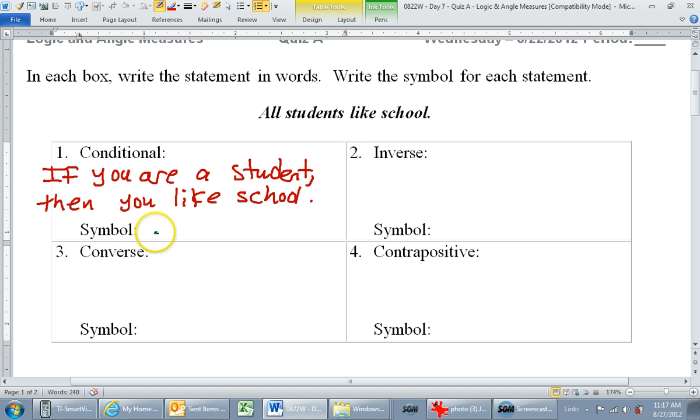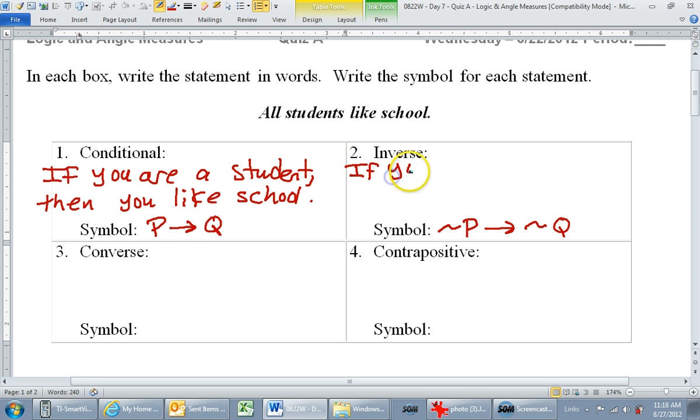Now, as far as the symbols, you were supposed to write like this: P implies Q, which would be read if P then Q. That's what I meant for the symbols of the conditional. Okay, most people got that right. Now, as far as the inverse, let's do the symbols first. The symbols sort of remind you what to do. Not P implies not Q. Okay? That tells us that this is the one where we're just negating everything. All right? So, how would I say this in words?